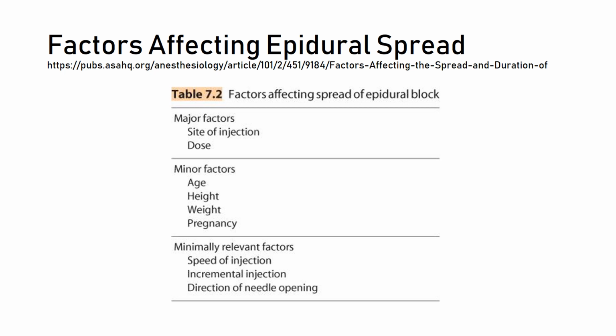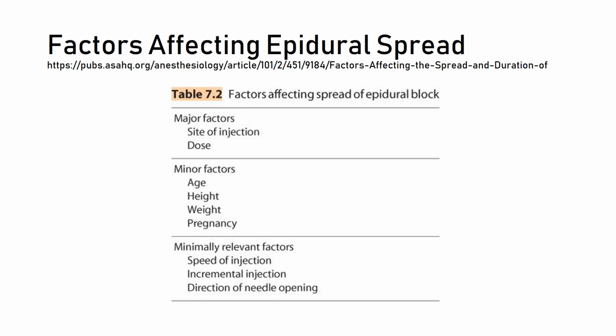Minor factors: height, of course; taller patients will have less spread. If you were to give me an epidural at 6'5", I would need a much higher volume to have the same spread as somebody much shorter. Pregnancy causes a greater spread of epidural medication due to the smaller epidural space.